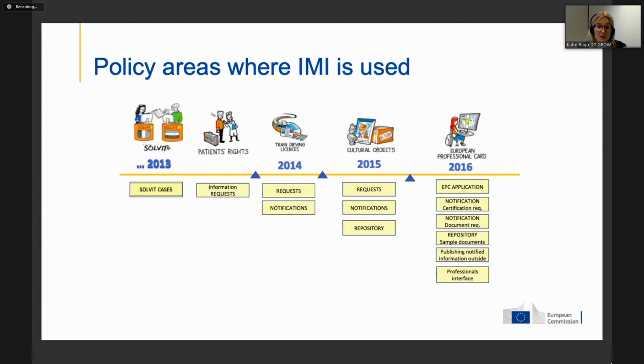An important policy area is also Solvit. That is a service provided by national administrations in each EU country and EEA countries. And IMI's role here is to provide the back office for Solvit for the purpose of handling complaints.